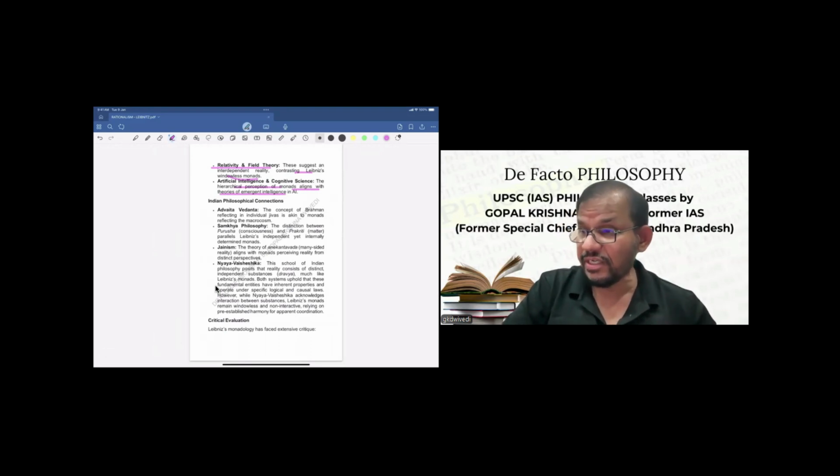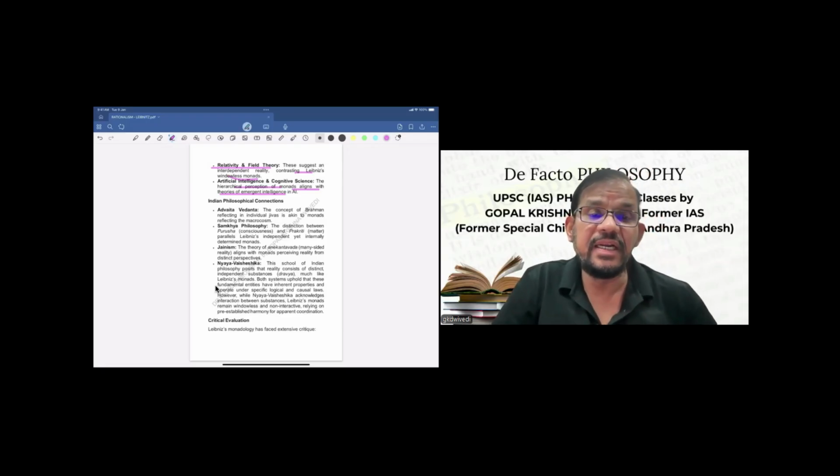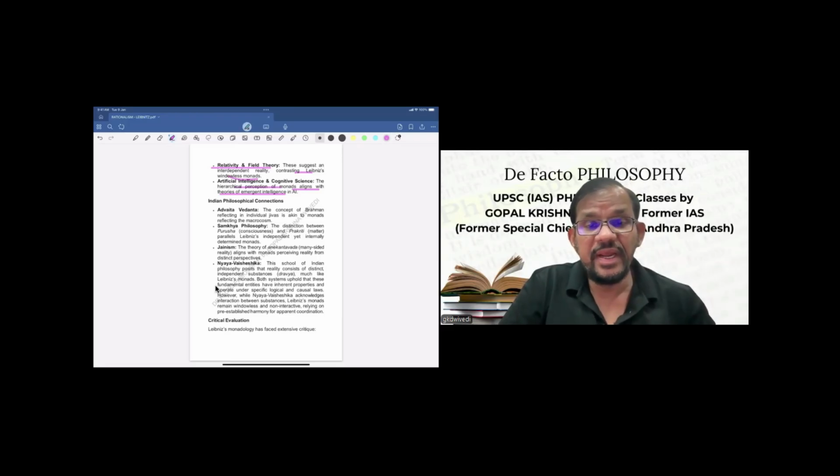Indian philosophical connections, what are they? Advaita Vedanta: the concept of Brahman reflecting in individual jivas is akin to monads reflecting the microcosm. Sankhya philosophy: the distinction between Purusha and Prakriti parallels Leibniz's independent yet internally determined monads. Jainism: the theory of Anekantvad aligns with monads perceiving reality from distinct perspectives. Nyaya Vaisheshika, again a school of Indian philosophy, consists of distinct independent substances, called dravya, much like Leibniz's monads. So there is a parallel between monadology and various Indian philosophical systems also. What is the critical evaluation of this monadology?